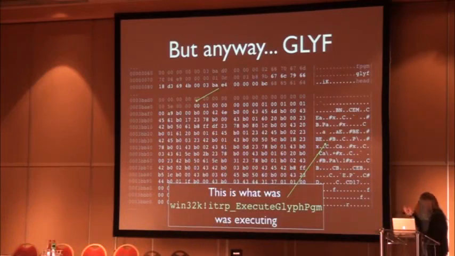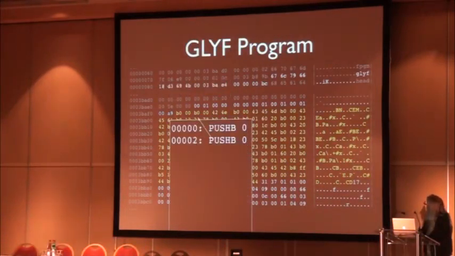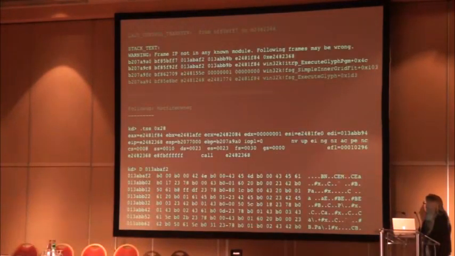So when you do this, the last thing that was executing according to the stack frame was this execute glyph program. The glyph program takes this other TrueType font program and executes it. It's that long, and it's basically more of this kind of stuff. When you bring this into KD, it tells you a bunch of stuff. This is the stack dump, and it's an execute glyph program.